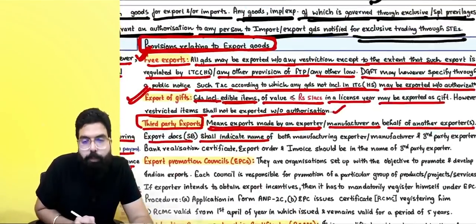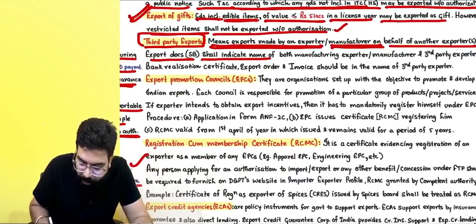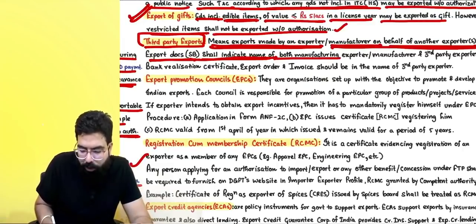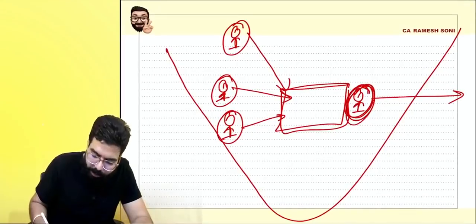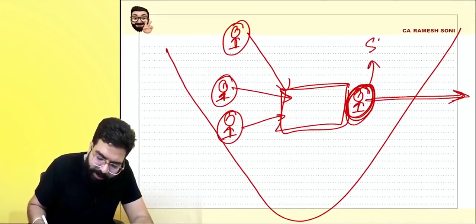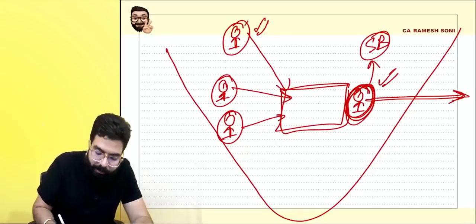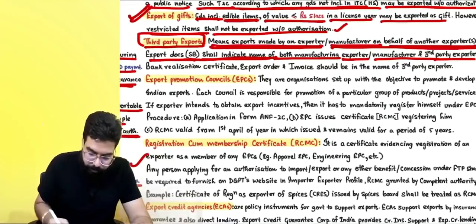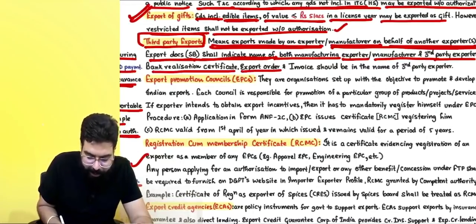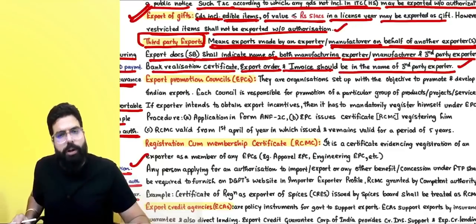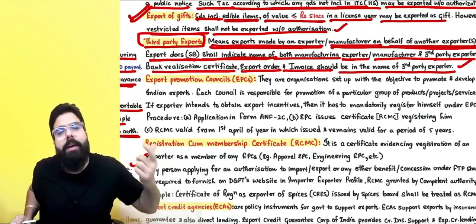Means export by an exporter or a manufacturer on behalf of other exporters. Here, your shipping bill should indicate the name of both the manufacturer exporter and the third party exporter. Means when I am exporting, I will file the shipping bill. In my shipping bill, my name and his name should also be there if he is also the exporter. Bank realization certificate, export order, invoice should be in the name of the third party exporter, means the person who is going ahead and exporting.